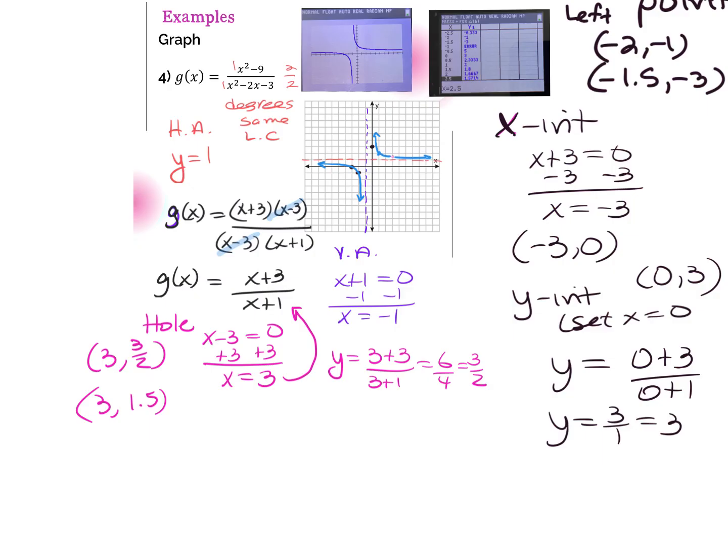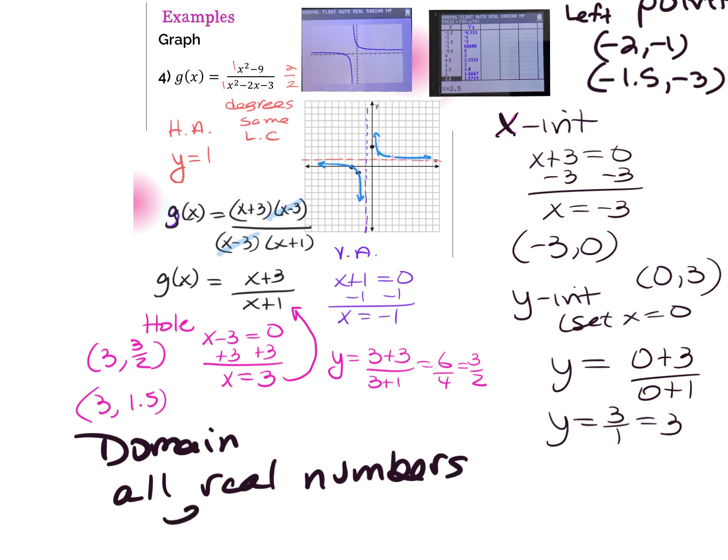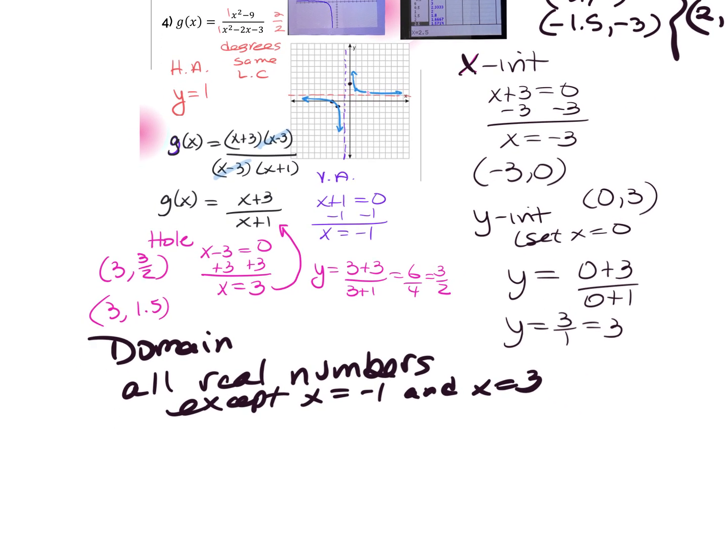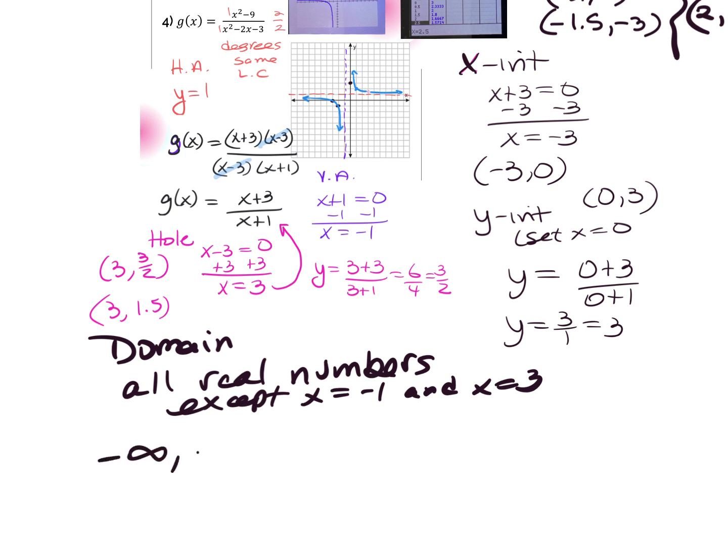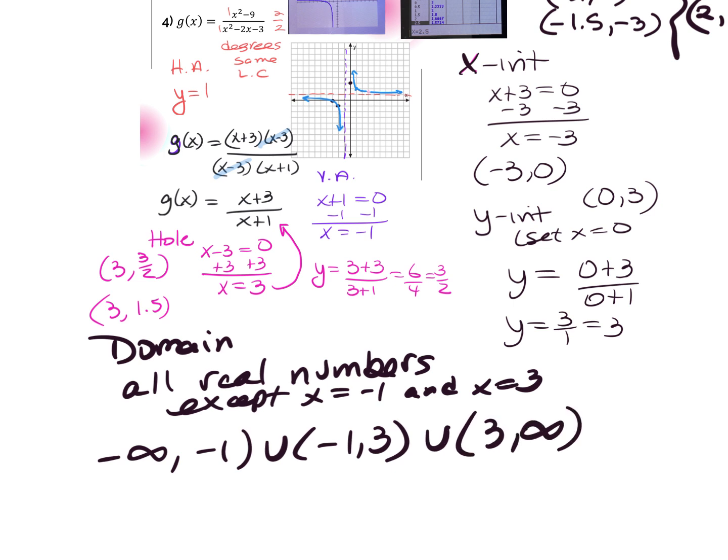Okay, so the domain on this one, remember it would be what would make the denominator a 0, and what would make the denominator a 0 would be -1 and positive 3. So it's going to be all real numbers except when x equals -1 and when x equals 3. So in interval notation, negative infinity to negative 1, negative 1 to positive 3, and 3 to infinity.